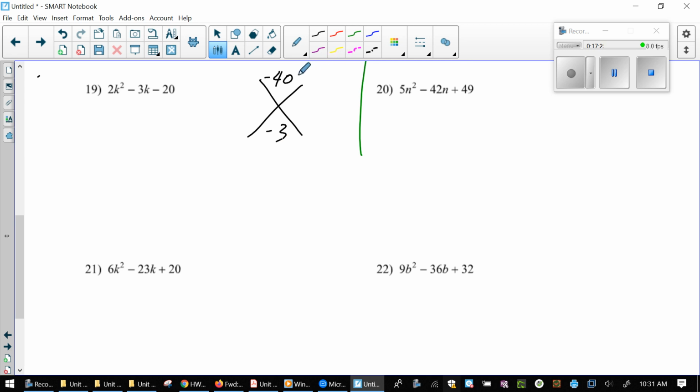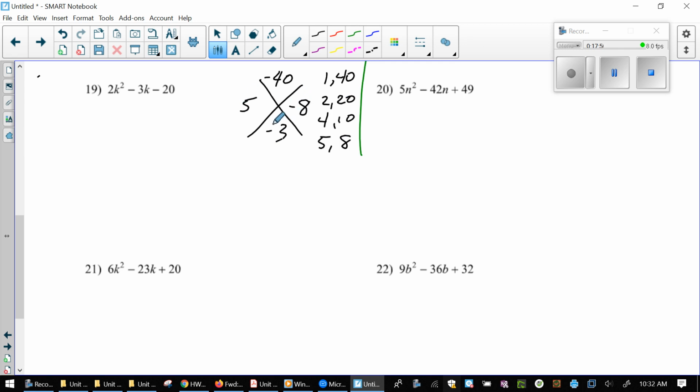Again, with smaller numbers, we can probably think of it a little quicker. I need multiples of 40 that add up to negative 3. So again, if you need to list them out, start with 1 and 40, 2 and 20. 3 doesn't go into 40, 4 and 10. The difference of 4 and 10 is 6. I'm getting close. 5 times 8, boom, there it is. The difference of 5 and 8 is 3.